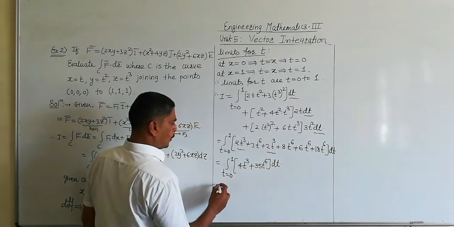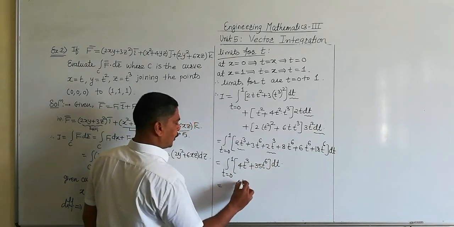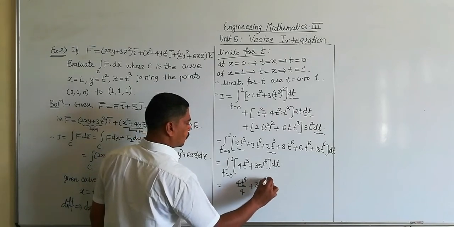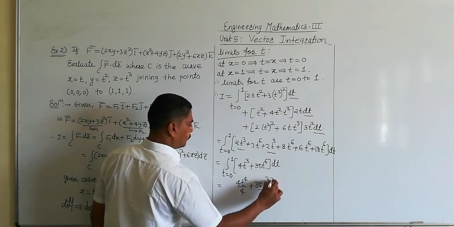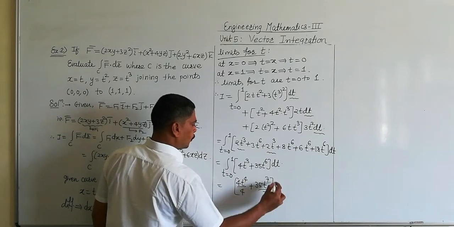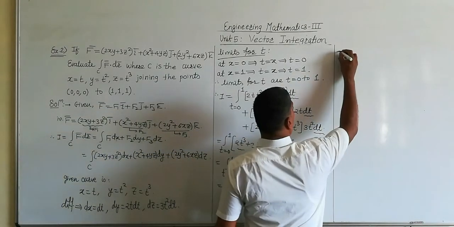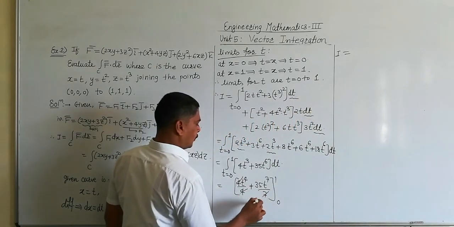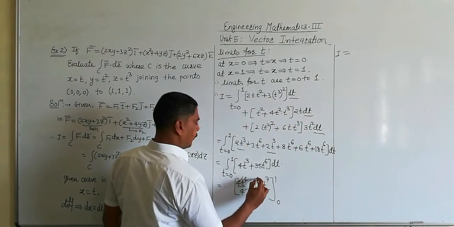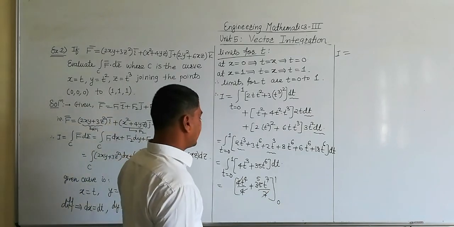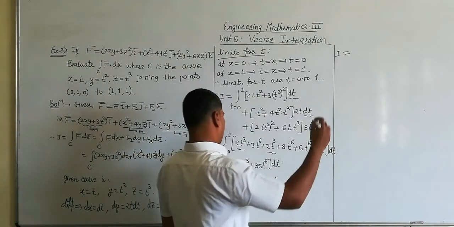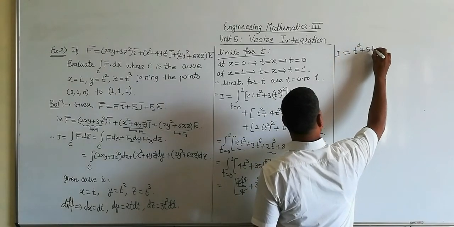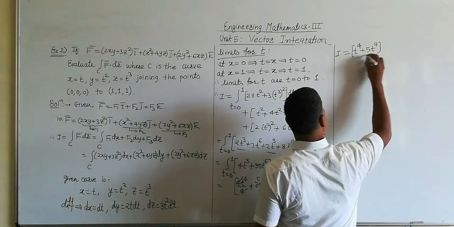Now integrate this, we get 4 t raised to 4 upon 4 plus 35 into t raised to 7 upon 7. Limit from 0 to 1. And now our I is equal to this 4 will get cancelled. 35 by 7 becomes 5. So we get t raised to 4 plus 5 t raised to 7. Limit from 0 to 1.